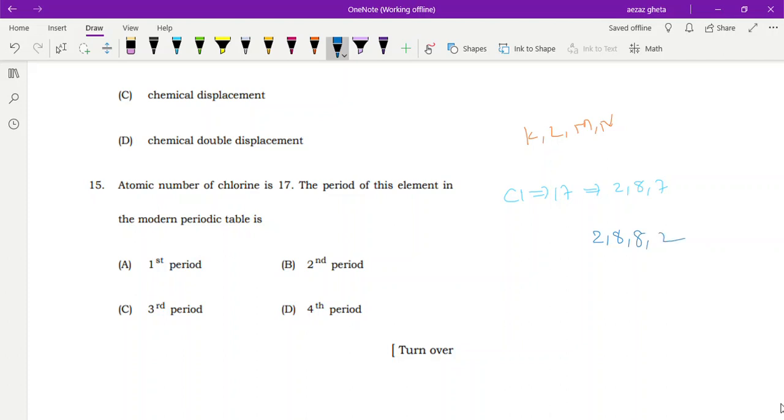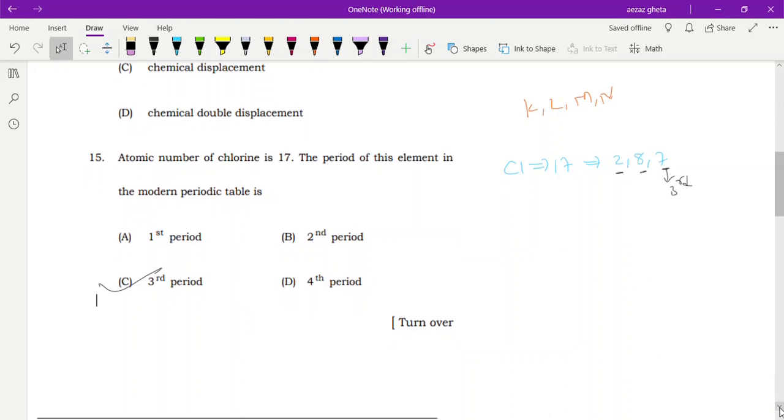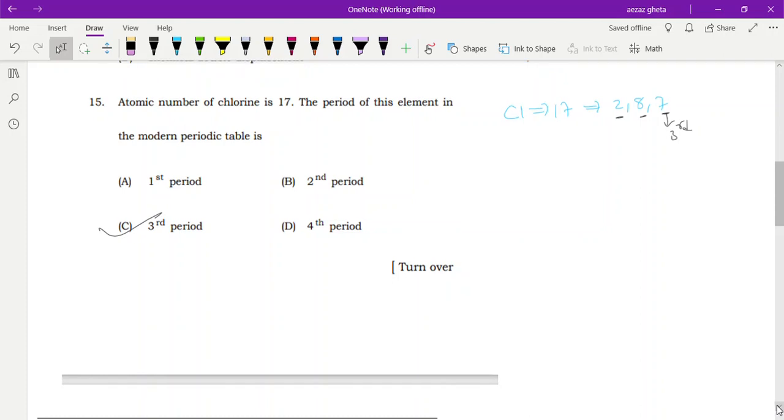So you remember this number: 2, 8, 8, 2. First 2 you should write, then 8, then 8, then 2. Okay, this will give you the electronic configuration or distribution of electrons till the 20th element. So we should see what the period is: first period, second and third. The highest is the third, so it belongs to the third period. Okay. The next question. What is the next question? Let's see.